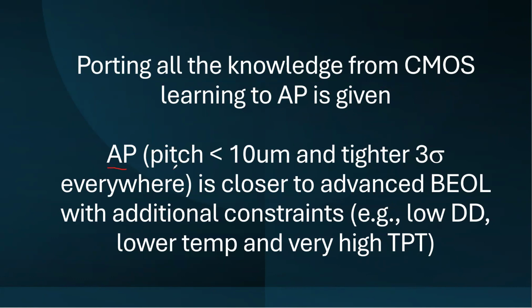Advanced packaging means that the pitch is under 10 micron, and you have tighter 3 sigma control in many places. It's already close to the backend line right now. In metal 1, metal 2, metal 3 it's nanometers, but in the backend metal 5, 6, 7, you may have a micron pitch already. So advanced packaging these days is going to 10 micron or less, and it has additional constraints.